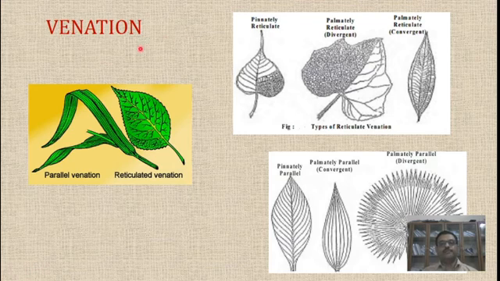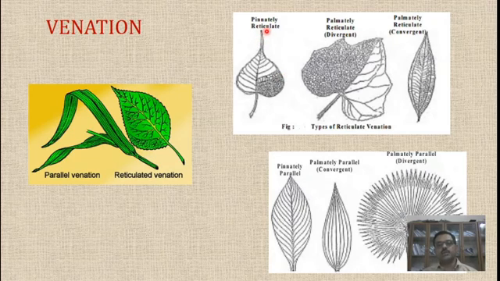Now we come to venation. Venation is the arrangement of veins on the leaf. They are mainly of two types. There are two types of venations. Parallel venation, which is found in monocots, in which the veins are arranged parallel to each other. And reticulate venation, which is usually found in dicots, in which the veins are arranged in the form of a network. And both reticulate and parallel venation are again divided into three types.